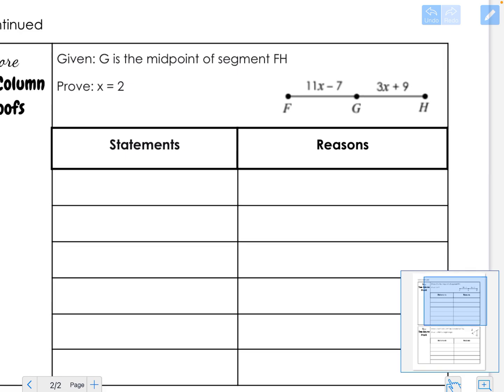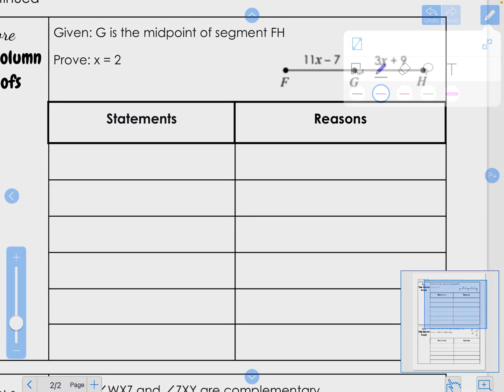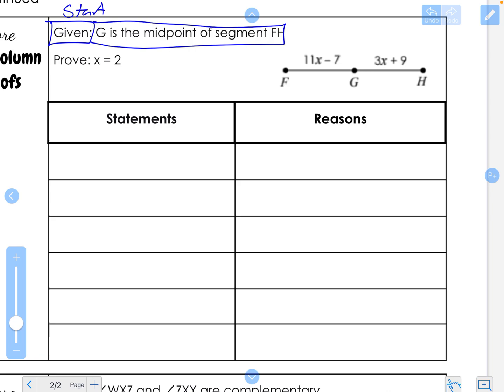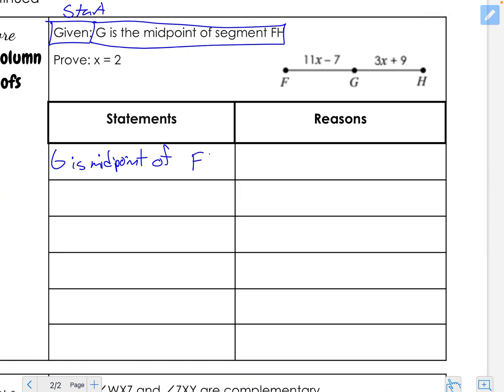So let's look at this first one right here, and let's remember that when we have a given, this is the start of our problem. So our given is that G is the midpoint of segment FH. So that's what I'm going to write down in my first one. G is midpoint of FH, and I'm going to put the segment marker on top so I don't have to write segment. And the reason I know this is because it is given.